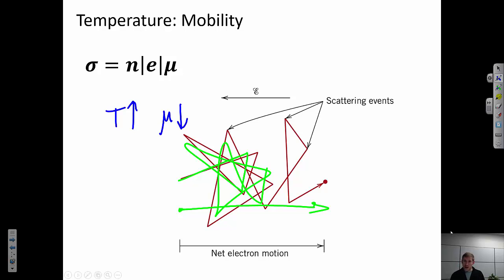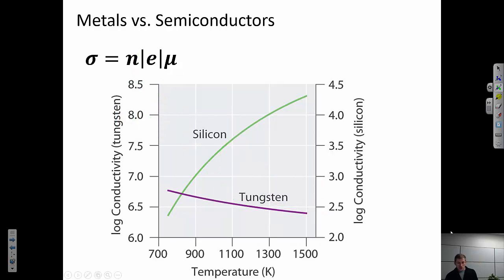This is going to affect both metals and semiconductors. Although remember, semiconductors are carrier starved, and so they are not as dependent on mobility terms. The metals, on the other hand, have plenty of carriers. Their conductivity is more a function of changes in mobility. So what that means is that we have opposite effects in metals and in semiconductors. In silicon, the conductivity will increase, and that's largely because the number of free carriers increases. Yes, the mobility will decrease a little bit, but not enough to outweigh this increase in the number of free carriers.